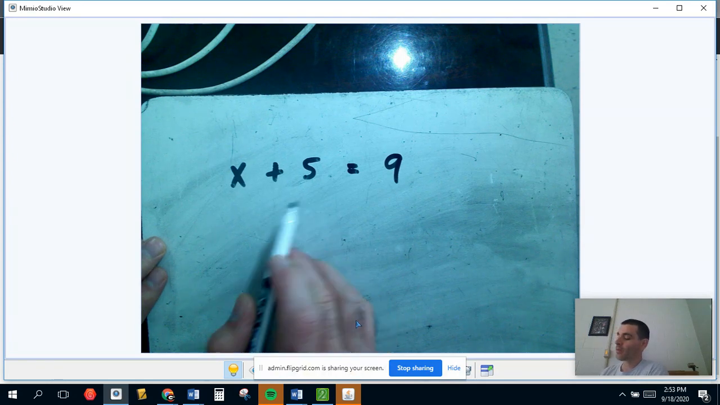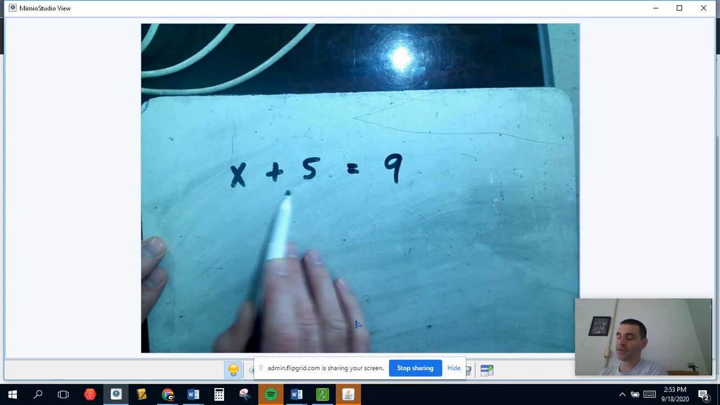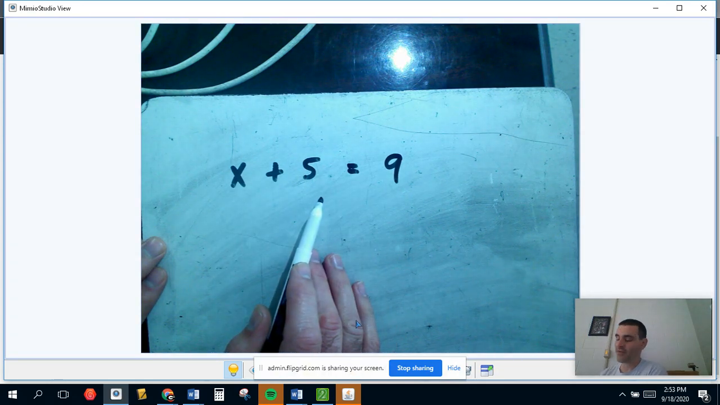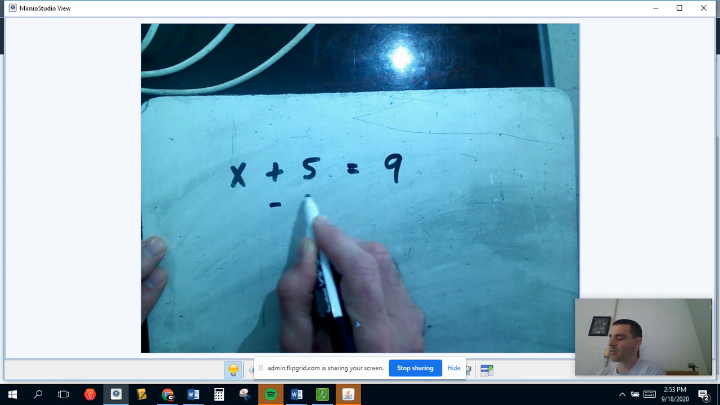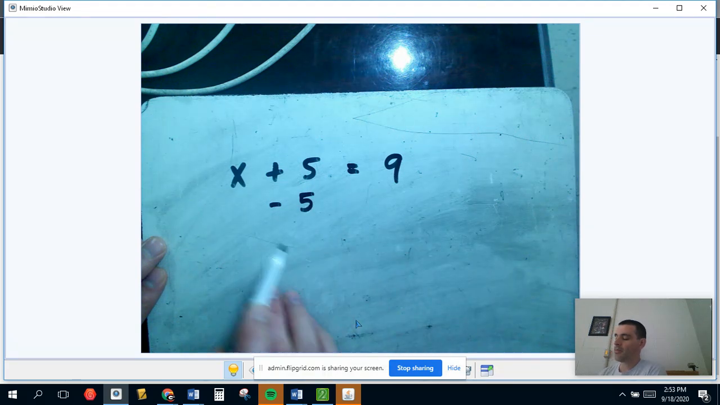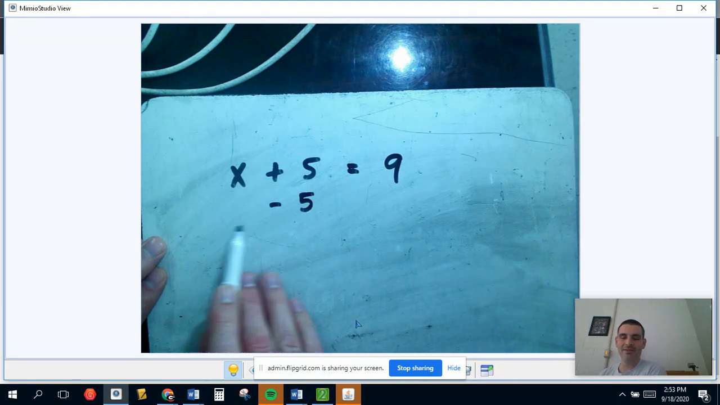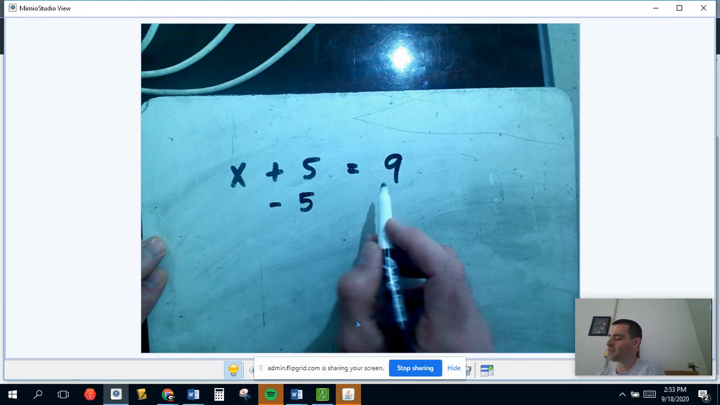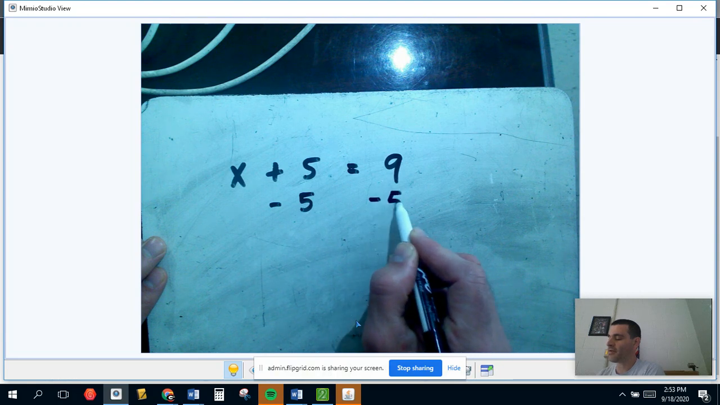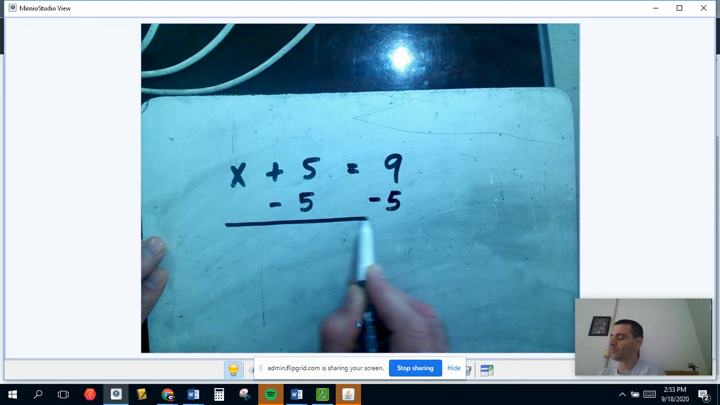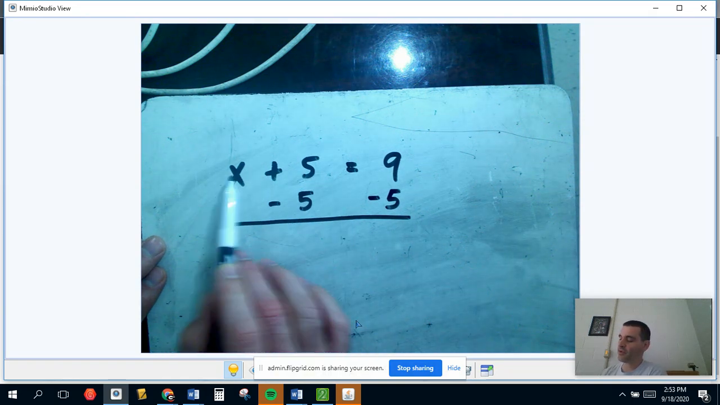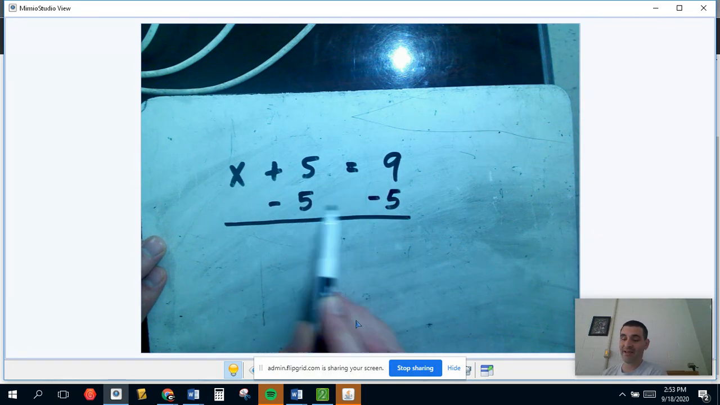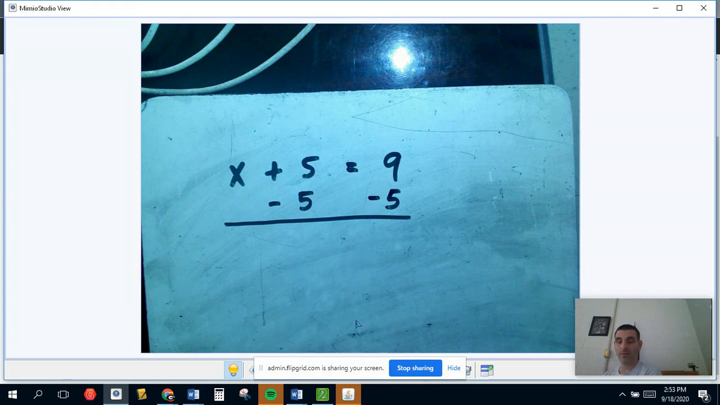Well, we know what x plus 5 is. We want to know what x is, what the value of it is. So we're going to take away this 5. But whatever you do to one side of the equation, you must do to the opposite side. So I'm also going to take away 5 here. So this is perfectly legal because we have two things that are equal, and we did the same thing to both sides. Therefore, they're still equal.